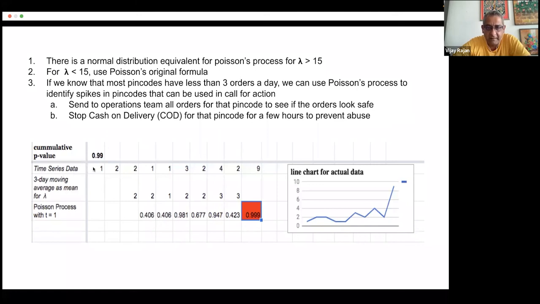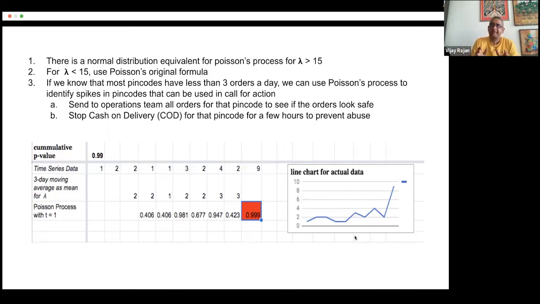So if you look at the time series, you see 1 order on day 1, 2 orders on day 2, 2 orders on day 3, 1 order on day 4, and so on. And suddenly 9 orders on the 9th day. Now, if I take a 3-day moving average as my lambda, I get 1, 2, 2, 3, and so on, rounded up. Now, if my lambda is 3 and the new value that I get is 9, is there a spike? And Poisson process says, yes, there is. For time period t equal to 1, for lambda equal to 3, you can see clearly there is a spike.